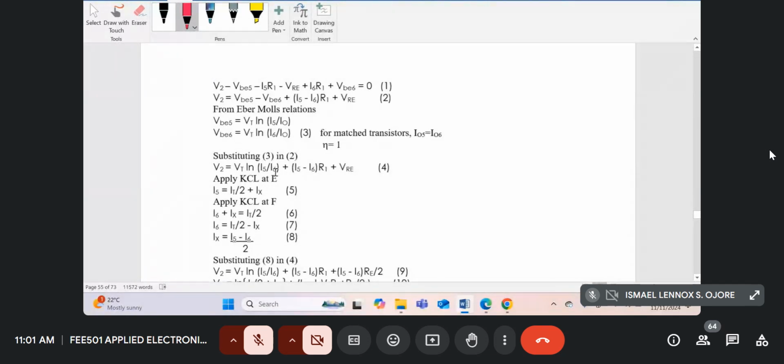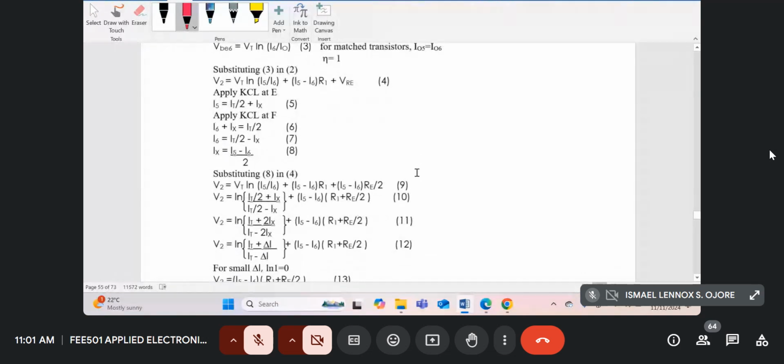When you combine the VB5 minus VB6, plus I5 minus RE into R1, this term over here, and plus the voltage drop across the resistance RE. So next, let's apply Kirchhoff's current law at node E.